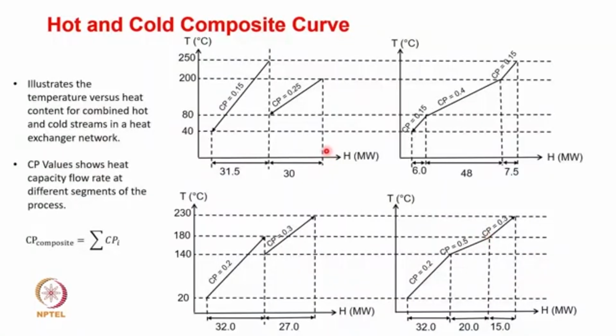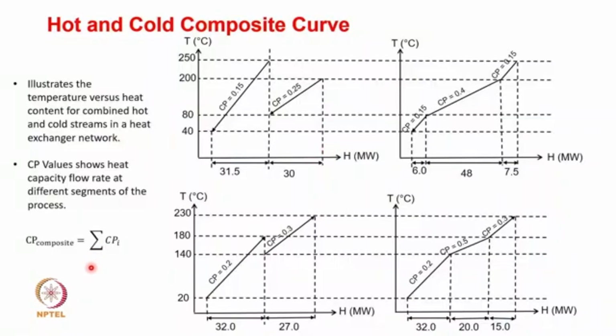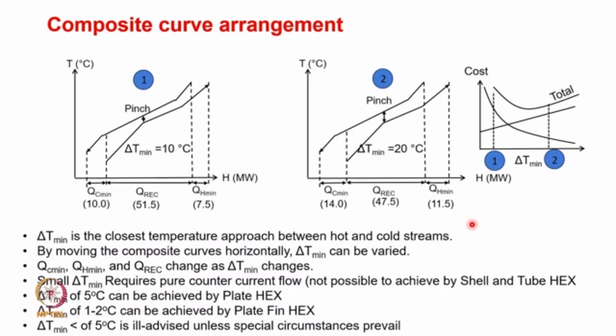This composite curve illustrates the temperature versus heat content for the combined hot and cold streams in the heat exchanger network. CP values show the heat capacity flow rate at different segments of this process, and we have seen how we compute the composite CP. It is just the aggregate or summation of the individual CPs. Once this is done, the next step is placing the composite stream of hot and composite stream of cold together in an H versus T plot. That is what we have done here.